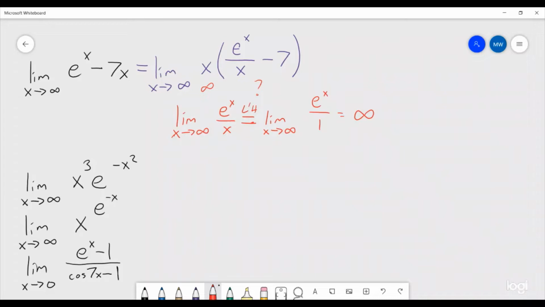Alright, so now that we have infinity, what we're left with is infinity times infinity minus 7. So all of that goes together, and that is infinity. So that is what that first limit goes to. Now let's do the second one.